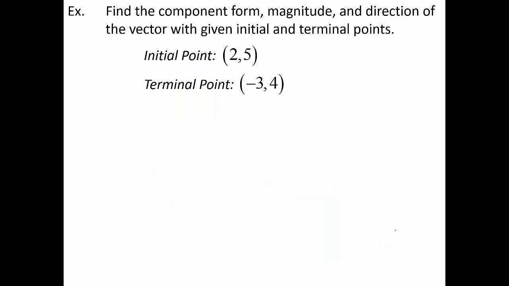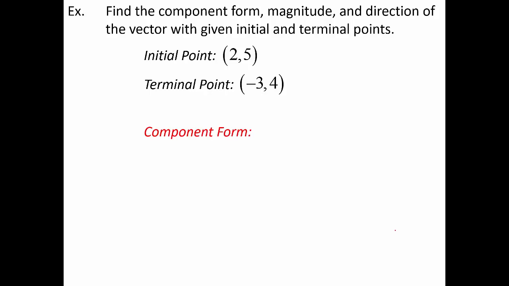So, we now have a formula for magnitude and a formula for direction. Let's put it to work. Here's a question. Find the component form, the magnitude, and the direction of the vector with given initial and terminal points. So just like you did yesterday, here's an initial point and a terminal point. I'll give you 10 seconds. Pause the video here. Hit play when you're ready. Find the component form, just the component form.